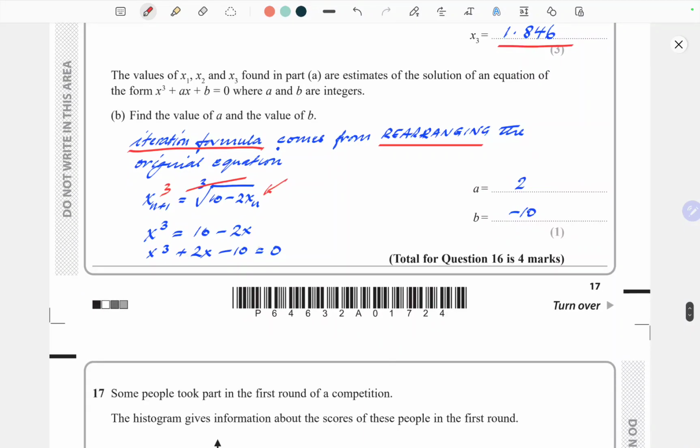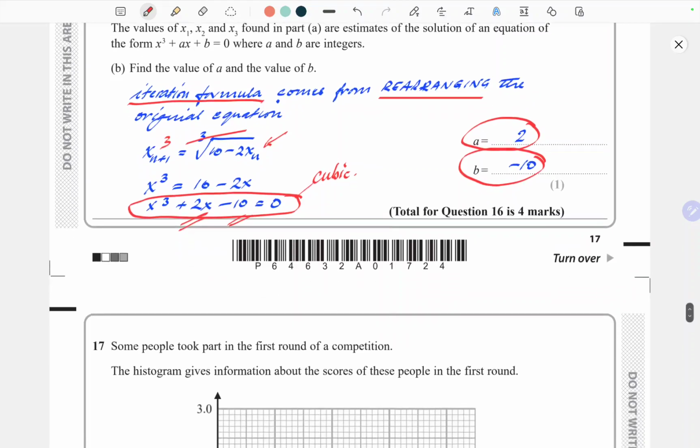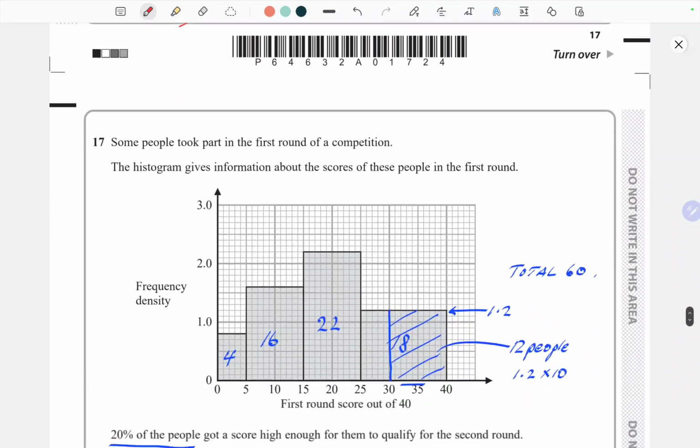And rearranging that, look at what you have here. It's a cubic. And the coefficients, therefore, a equals 2 and b equals minus 2. So that one there and that one there. All right, worth looking at that again in the books if you need any further clarification.